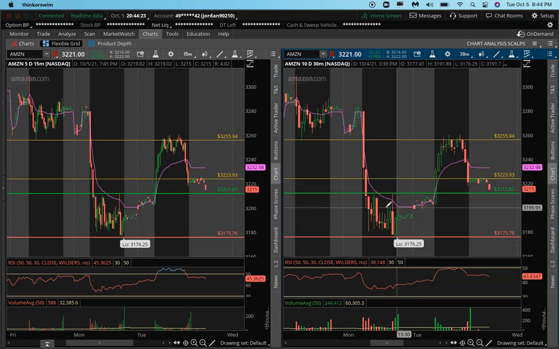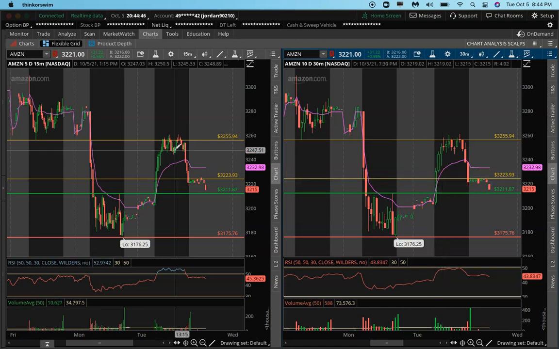Obviously, calls triggered. We broke through 3211.87 with volume. The RSI started to perk back up. Now my first target out of this 3211.87 was this low from Monday's open. So you guys can see here, this was 3223.93. Out of this break, out of 3211.87, this was my first target.